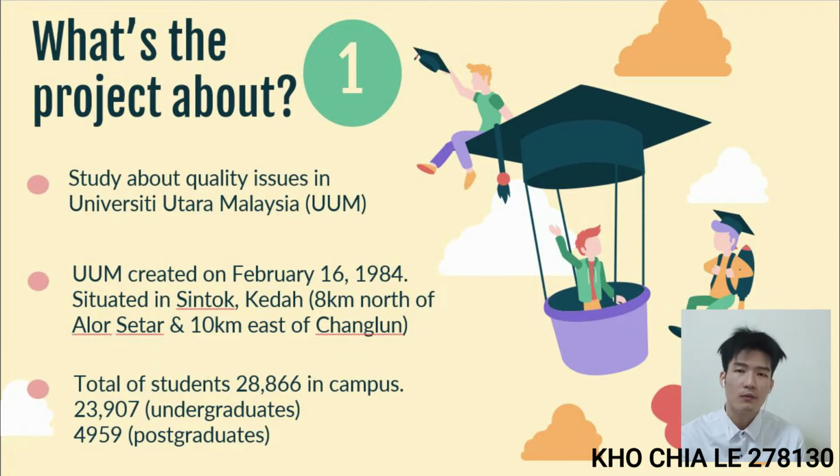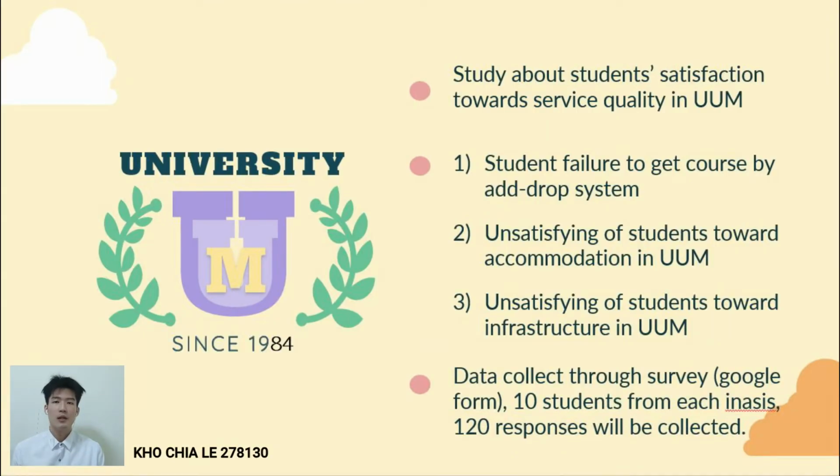UUM has a total of 28,866 students, with around 23,907 of them being undergraduates and 4,959 being postgraduates. Too many students at UUM may cause a lot of issues.